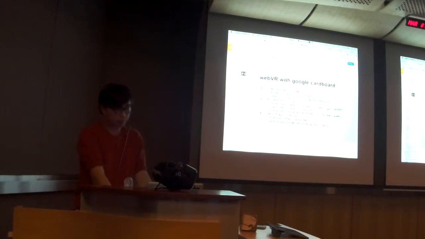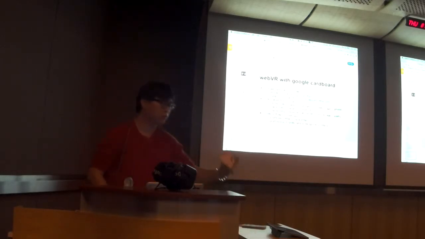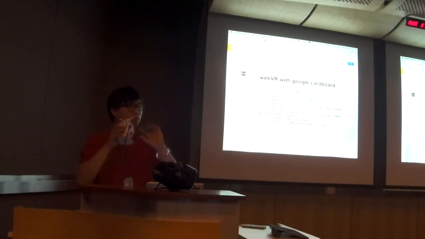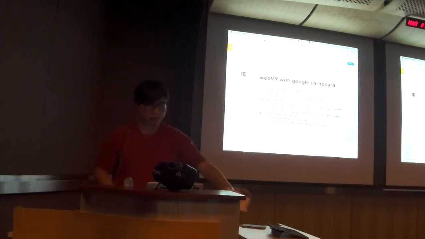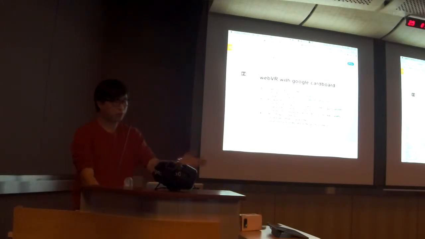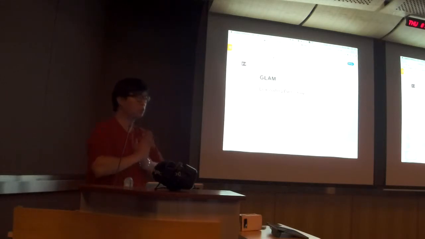So that's the API, but with Google Cardboard it's relatively easier, so to speak. It just renders WebGL side-by-side stereo, with no need to query for devices, because they kind of know the eye distance already. So we use the device orientation and full screen mode. So relatively easy.